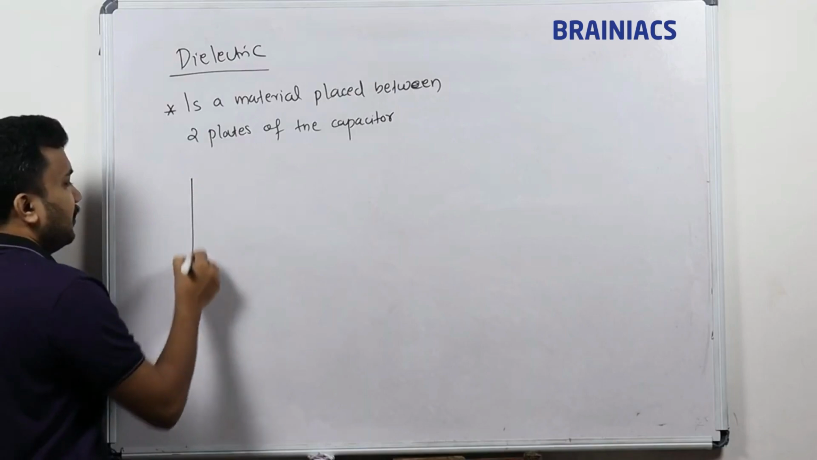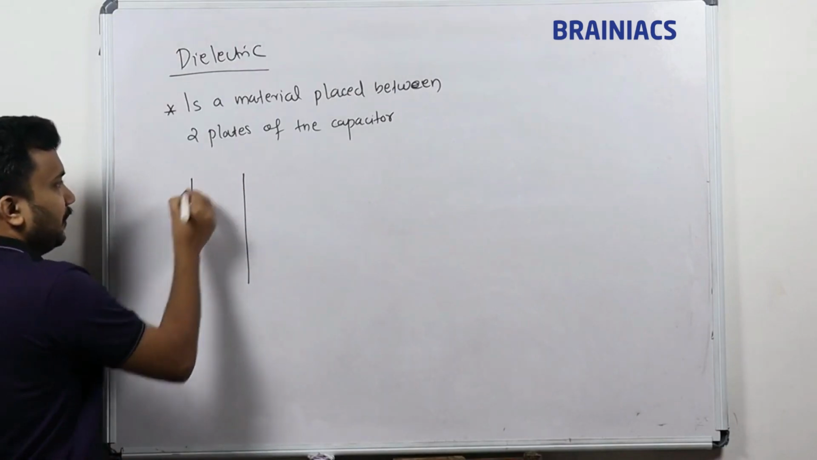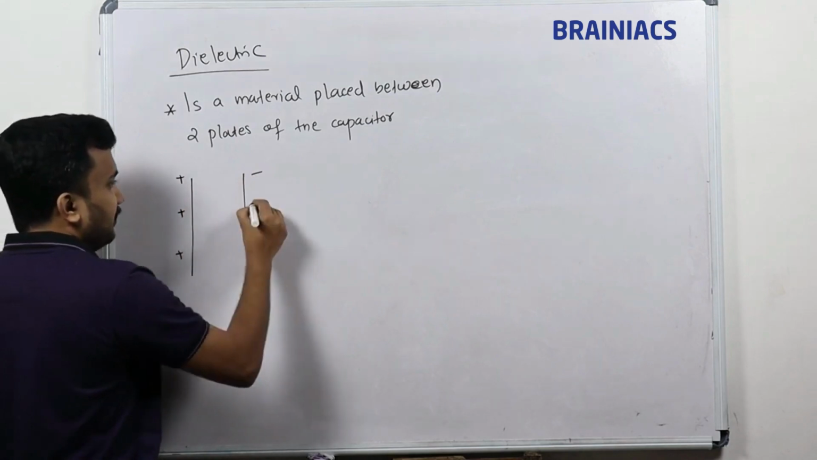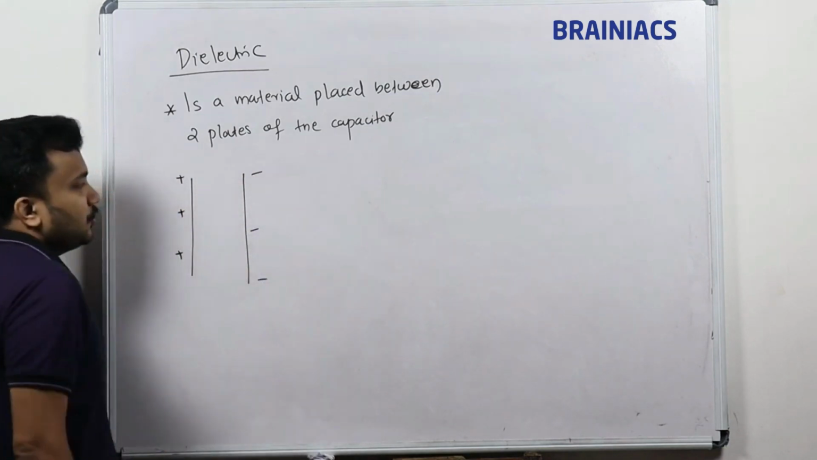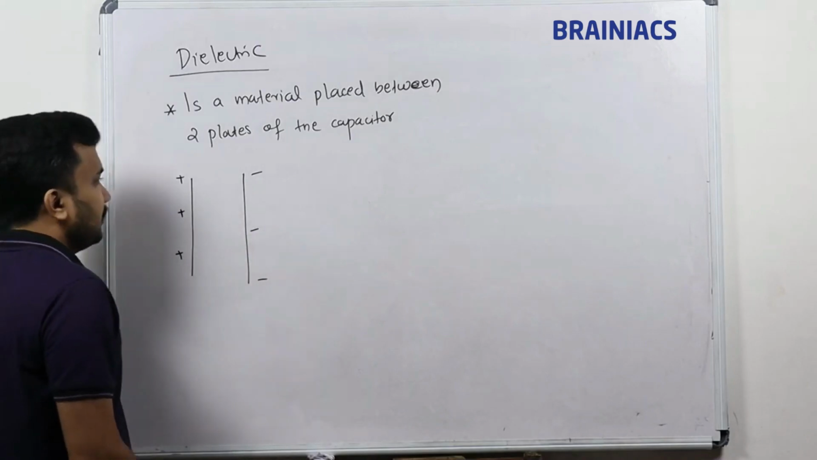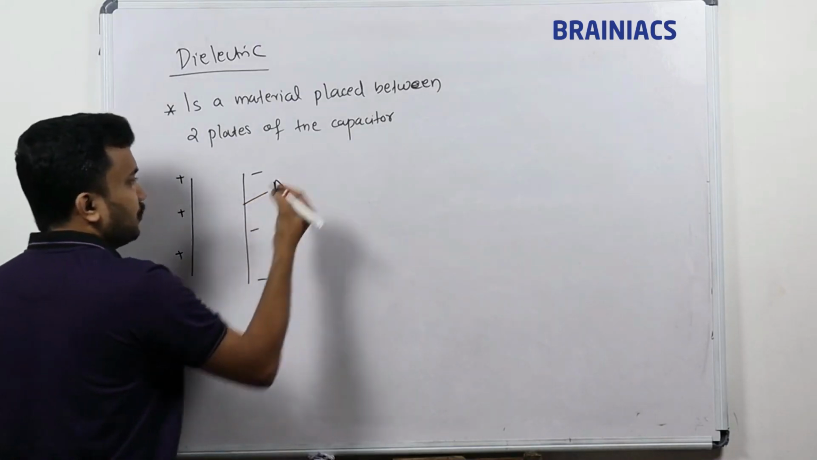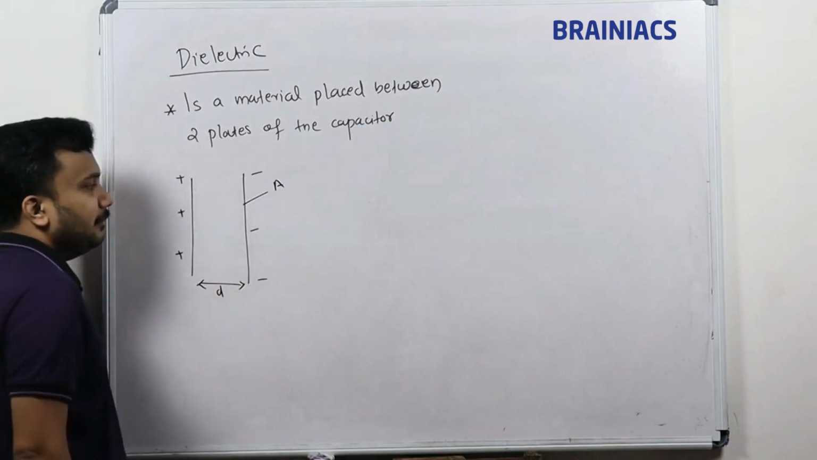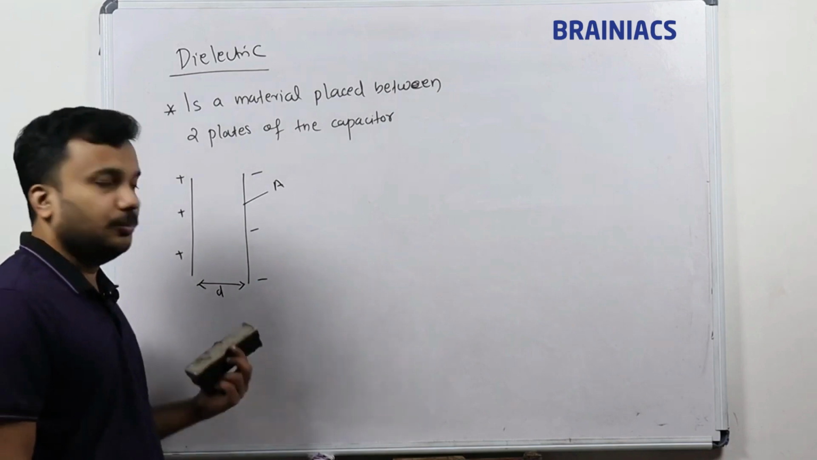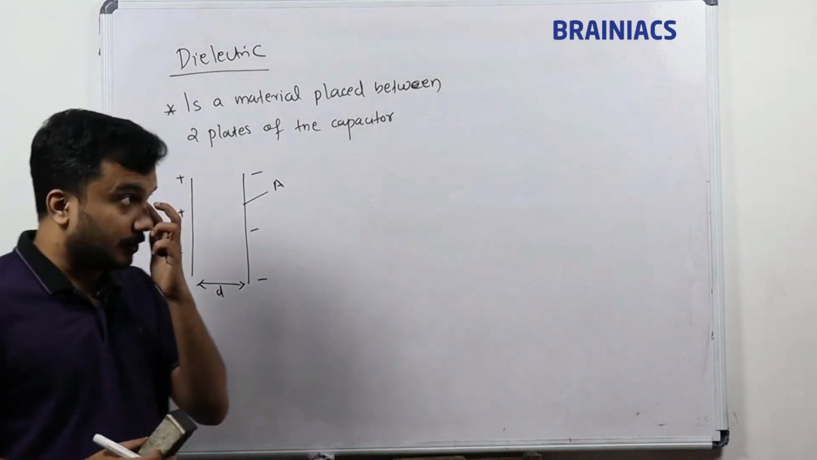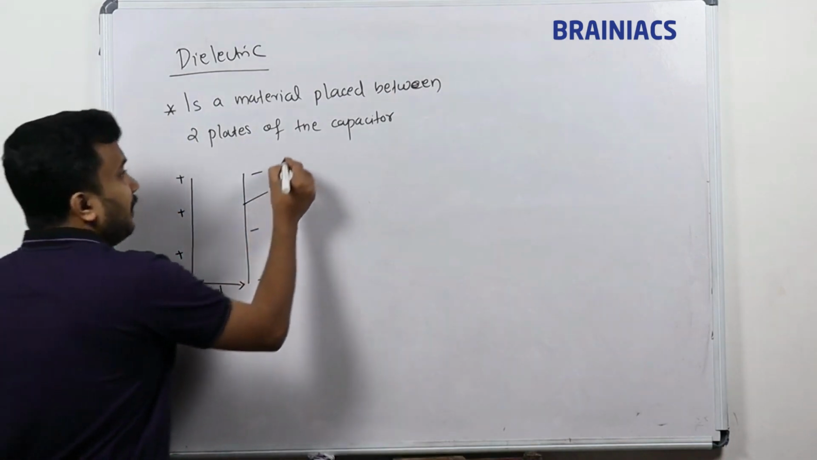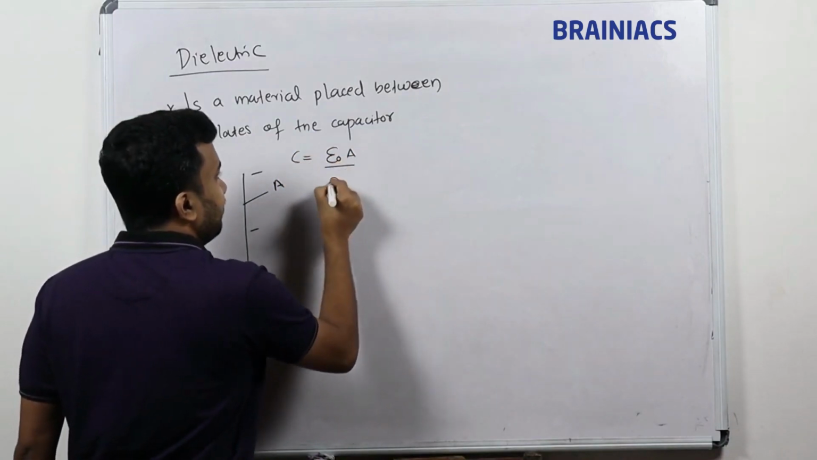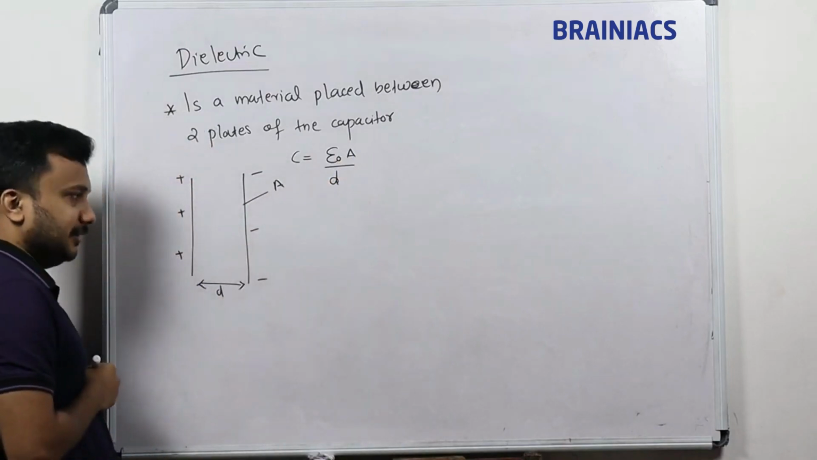So far we have learnt about dielectrics. We have a positive plate and a negative plate. All our positives will be here, all our negatives will be here. Each of the plates has area of cross section A and the distance between them is D. This is called a parallel plate capacitor, which we already learned in the last topic. Here the value of capacitance C equals epsilon times A divided by D. This is what we already learnt.